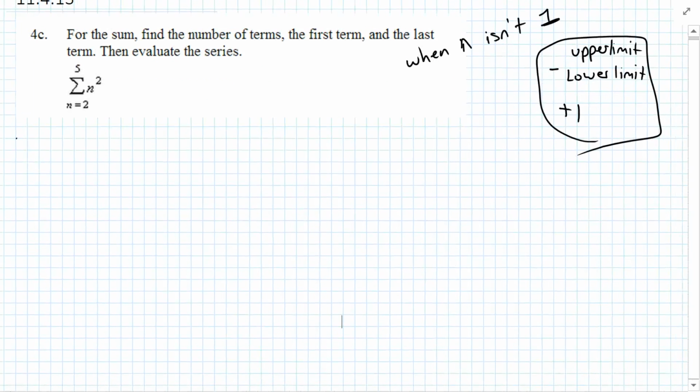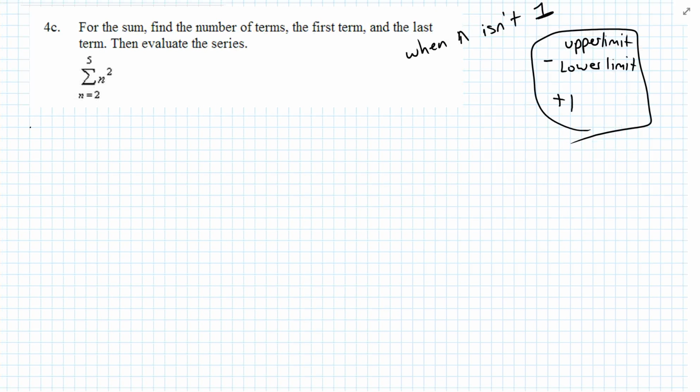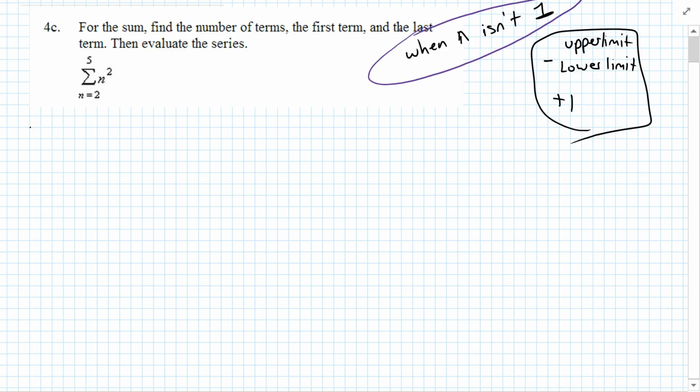Here we go. 4C. For the sum, find the number of terms, the first term and last term. Notice when n isn't 1, that's not 1. All you do to find the number of terms you're evaluating is go upper limit minus lower limit plus 1. My upper limit was 5, my lower limit is 2, so plus 1. So 5 minus 2 is 3, plus 1 is 4. So we're evaluating 4 terms. That matters. Now, this is not an arithmetic series, is it? That's a geometric series. We can't use the summation formula we used for arithmetic series.